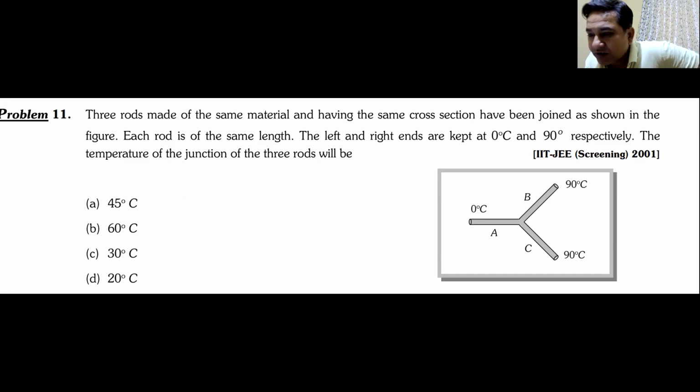IIT-JEE screening 2001. Three rods made of the same material and having the same cross-section area have been joined as shown in the figure. Each rod is of the same length. The left and right ends of the rod are maintained at 0 and 90 degrees Celsius. The temperature of the junction of the 3 rods will be how much?